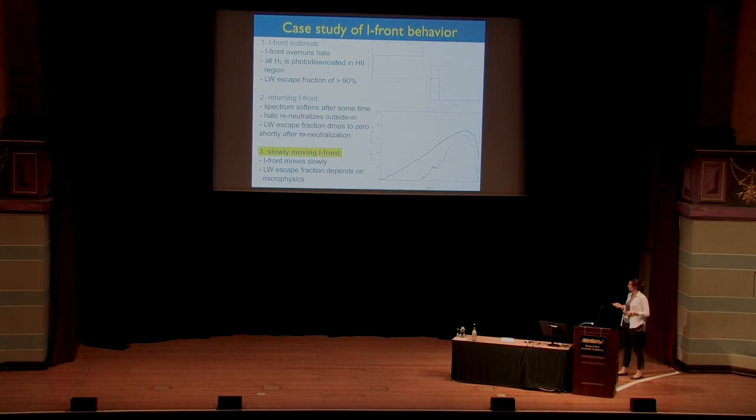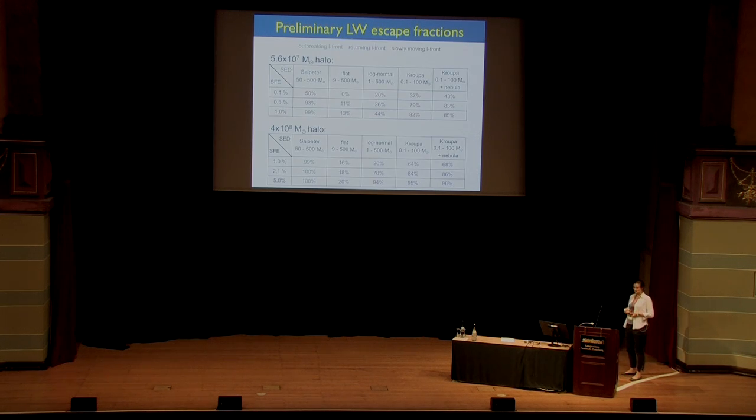So for the case of my slowly moving ionization front, my Lyman-Werner escape fraction cannot be approximated by a value of 90% or by just dividing two numbers by each other, but it has to be a case-to-case consideration, and it's dependent on this thin shell of molecular hydrogen which builds up at the ionization front.